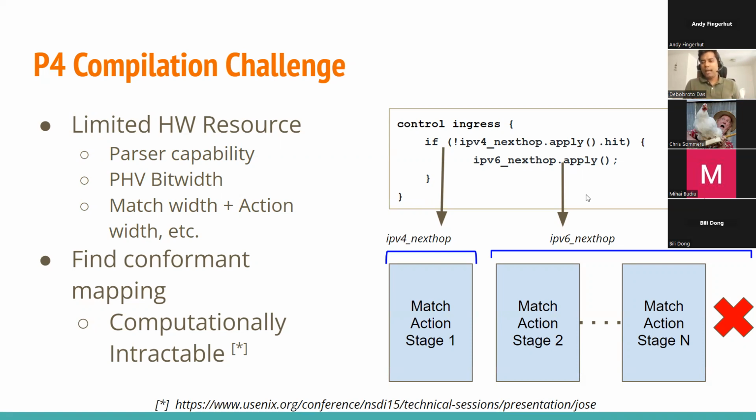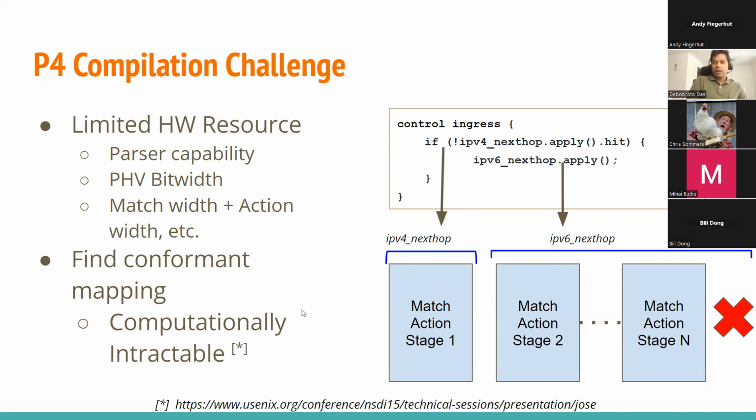In this example, I am just giving a high level description of the match action stages, but similar constraints are applicable for parsers and also the packet header vector. Even for the match action stages, we can go to finer granularity. For example, every match action stage has a limited number of ALUs or maybe some number of extern units. So you also need to make sure that your P4 program is accommodatable within that hardware limit. So the compiler's challenge is that you have to find a conformant mapping of your P4 program onto this hardware.